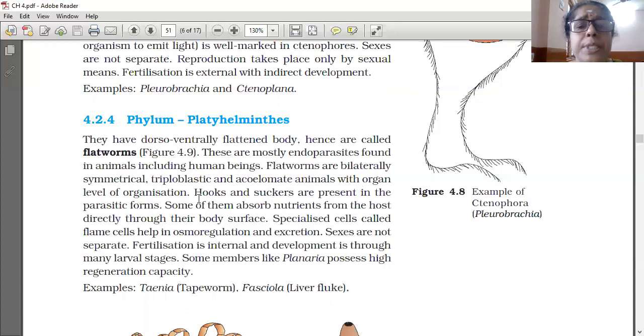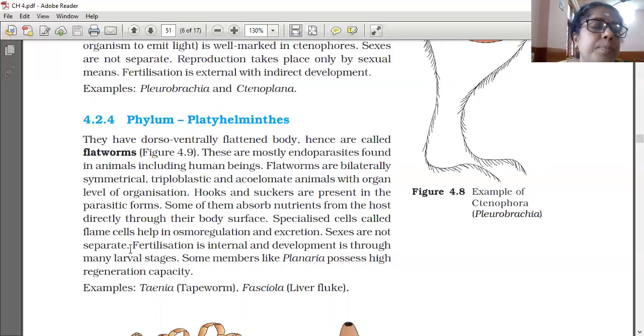Hooks and suckers are present in the parasitic forms. By using those only, it anchors on the host. Some of them absorb nutrients from the host directly through their body surface. Specialized cells called flame cells. What are the functions of this flame cell? Osmoregulation and excretion.